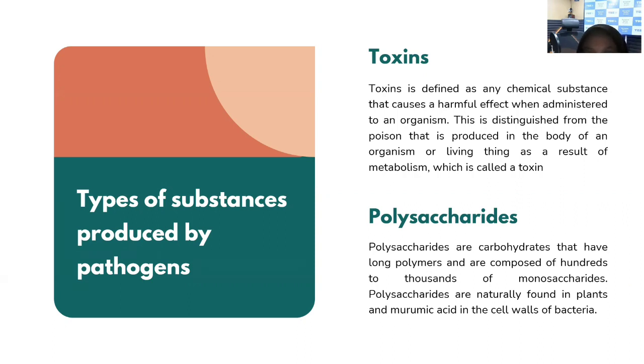Polysaccharides. Polysaccharides are carbohydrates that have long polymers and are composed of hundreds to thousands of monosaccharides. Polysaccharides are naturally found in plants and in the cell walls of bacteria.